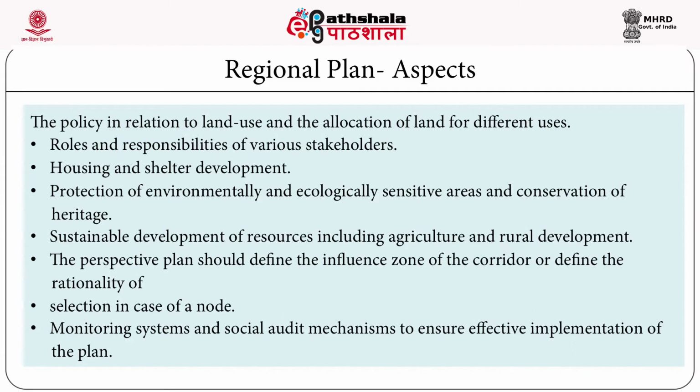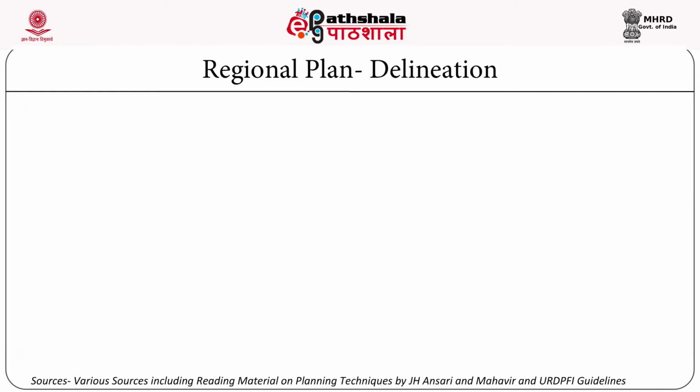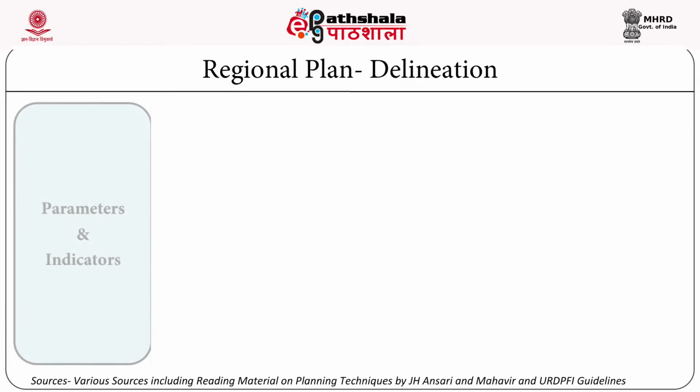And the perspective plan should define the influence zone of the corridor or define the rationality of this selection in case there are nodes. Then there are monitoring systems and social audit mechanisms to ensure the effective implementation of the plan. So let us learn about the indicators and parameters which are needed to identify or delineate a region for which the plan has to be prepared.